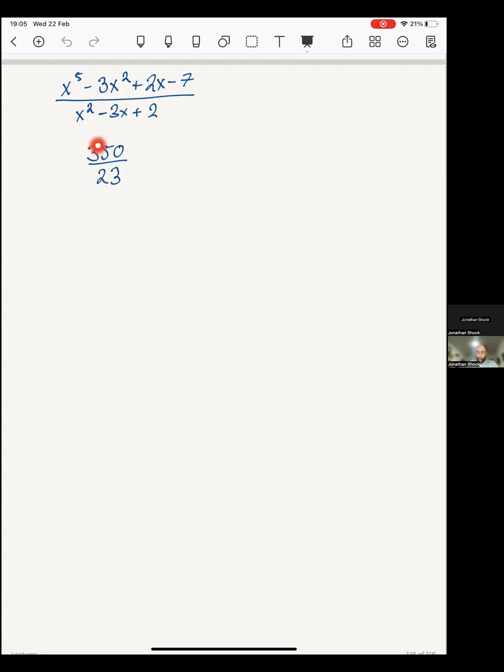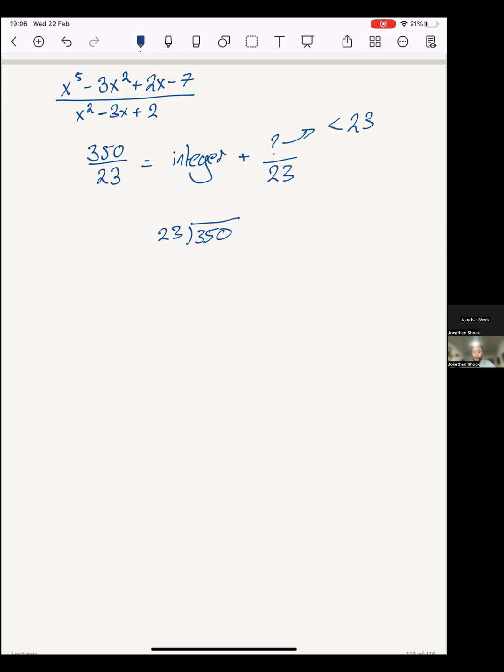Now we can think about this in the same way that if we have a fraction, here I've got 350 divided by 23, I can ask the question, can I write this out as some integer plus something divided by 23, where this thing is less than 23. We're going to be doing the equivalent thing, but here for polynomials. So in this case, if we want to do 350 divided by 23, what's the first thing that we would do?